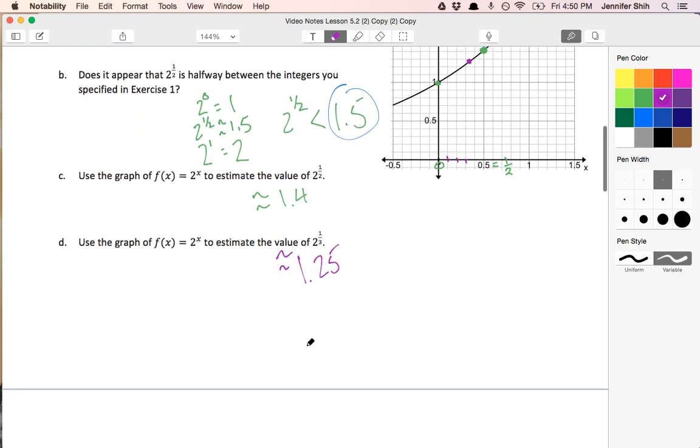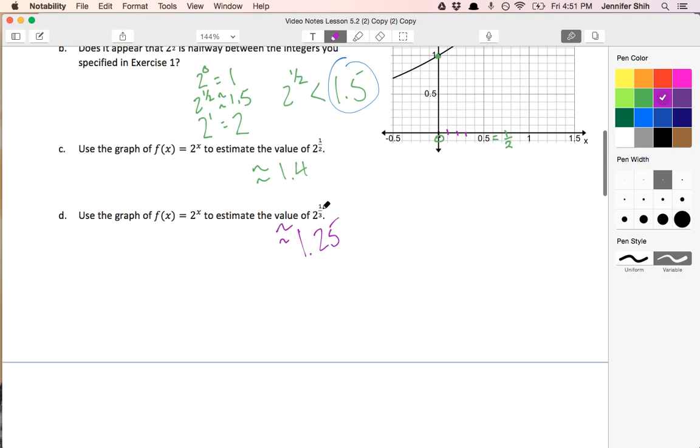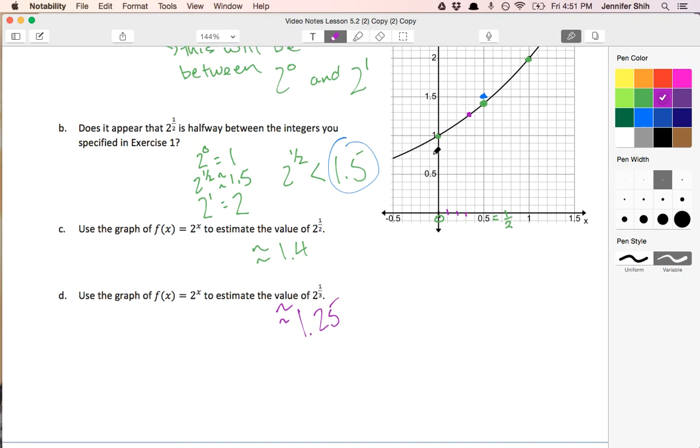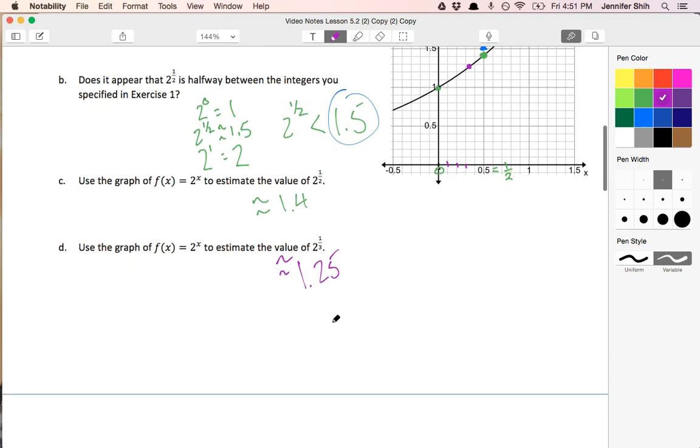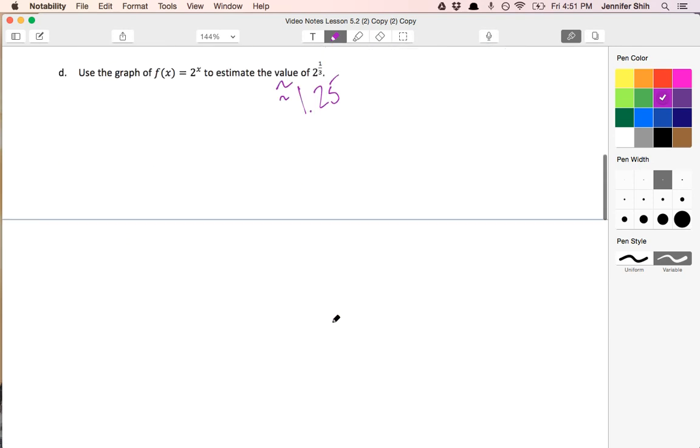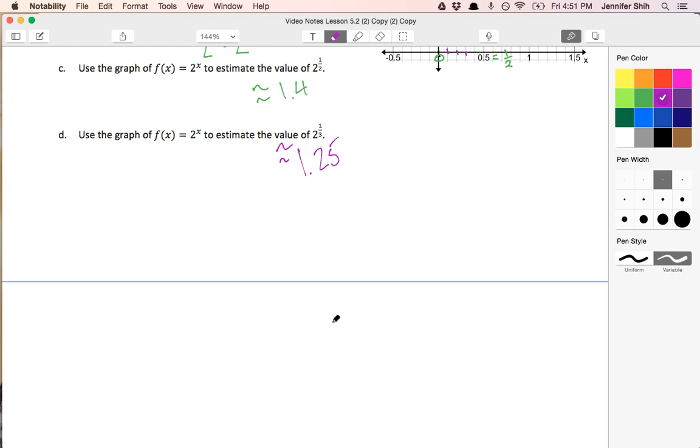Okay, let's go back. So we found some numerical values. If I said, what's 2 to the 1/2 power? You'd be able to say, it's about 1.4. And if I said, what's 2 to the 1/3 power? You would say, it's about 1.25. And I would say, great. Then I would ask you, what does 2 to the 1/2 mean? What is this 2 to the 1/2 power?